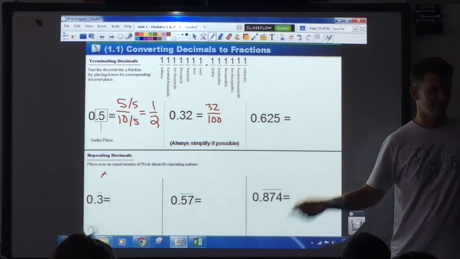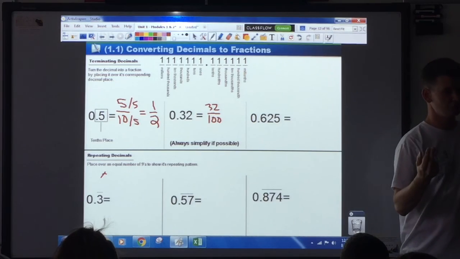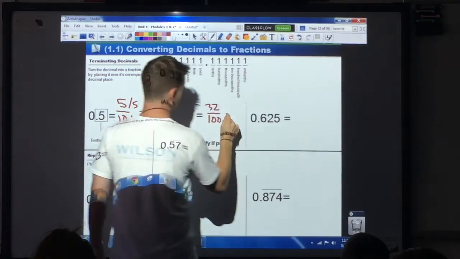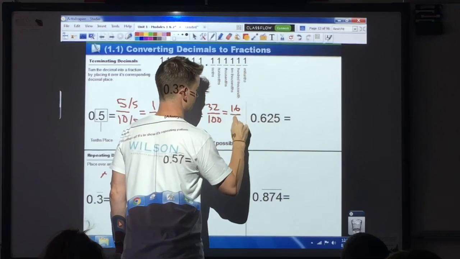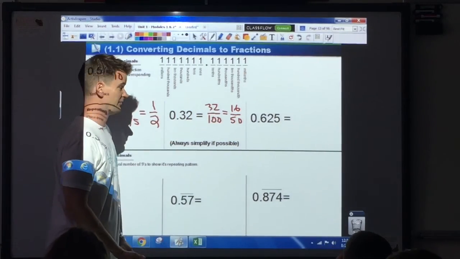100. Is that an even number? Yes. If they're both even, you can definitely simplify them by at least 2. So you divide the top and the bottom by 2. If we do that, we'll end up with 16 over 50. Now, are those both even numbers again? Yes. So we simplify them again, divide them both by 2.